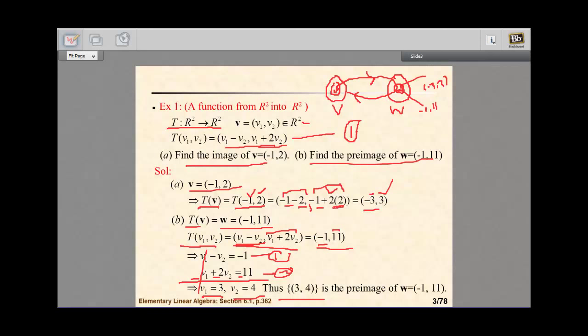So hopefully you understand what the image is and what the pre-image is. In this way we can solve for the image and pre-image of the transformation. So any question up to here?